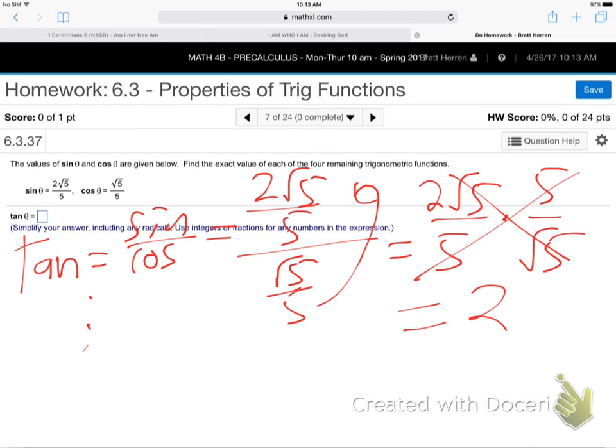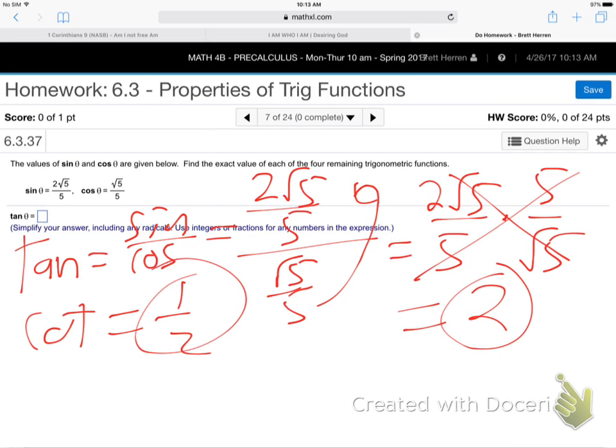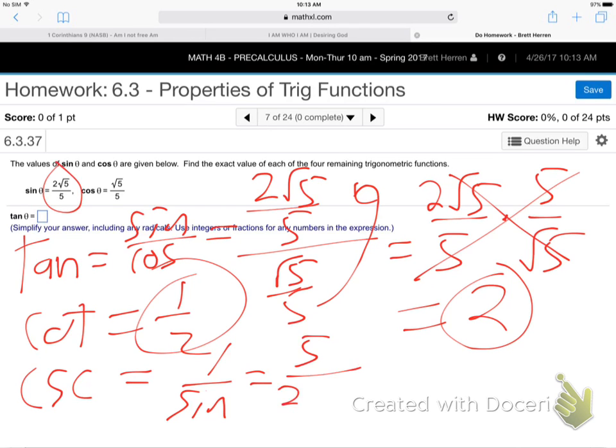So the tangent's just 2. Can I just go dot, dot, dot? You know the rest, right? Cotan's, what's cotan? Yeah, cotan's going to be a half, because it's the flip of tan, right? There's tan, there's cotan. And then let's do maybe one more. What is cosecant? It's 1 over sine. And so basically it's take your sine and flip it. 1 over means flip it, right?